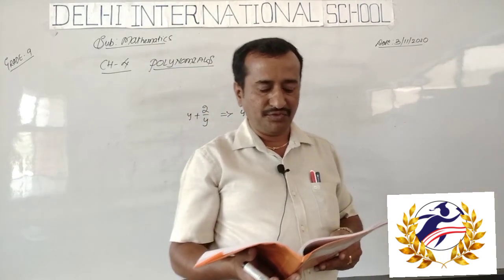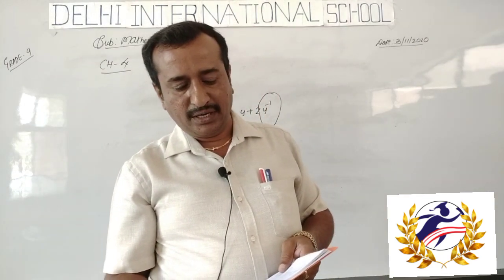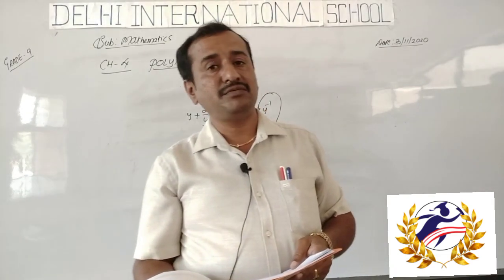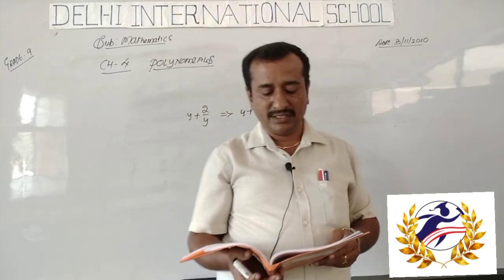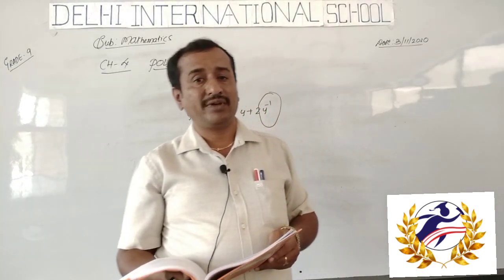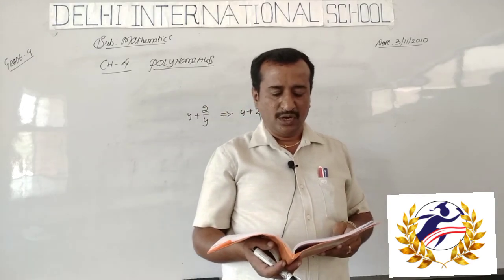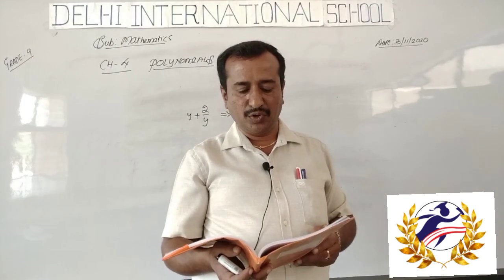Next, when you come to the fifth one, x to the power 10, y to the power 3 and t to the power 50 are there. Here 3 different variables are there. So hence, it is not a polynomial in one variable. Now come to the second question: write the coefficient of x squared in each of the following cases.